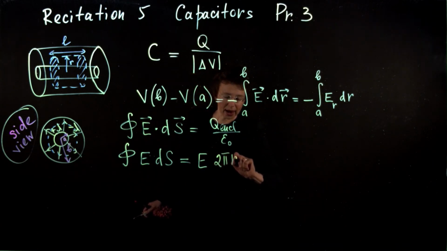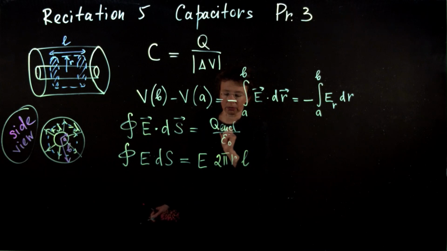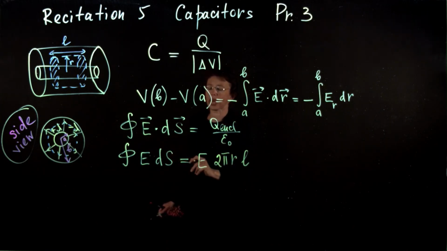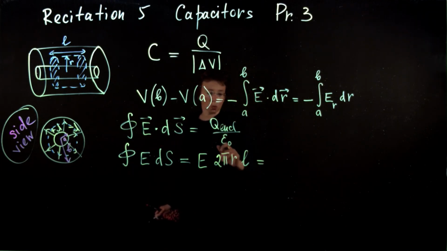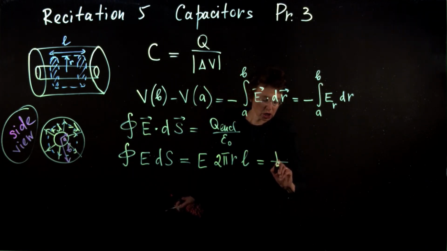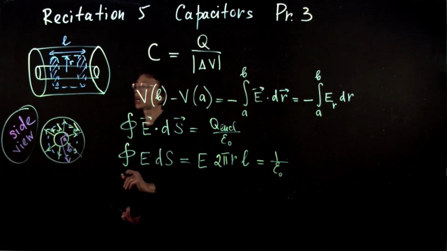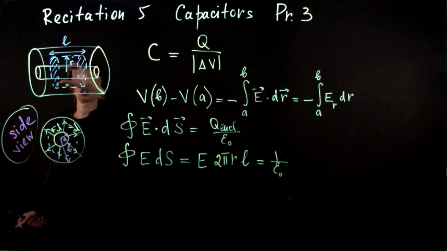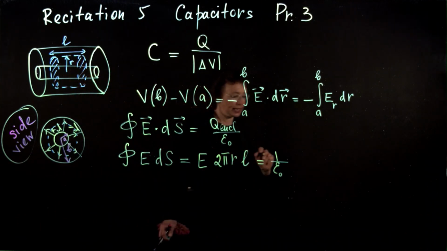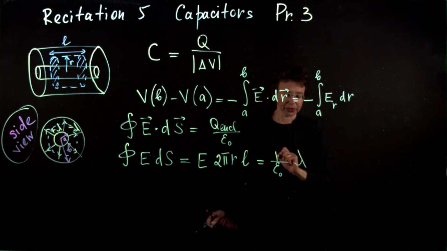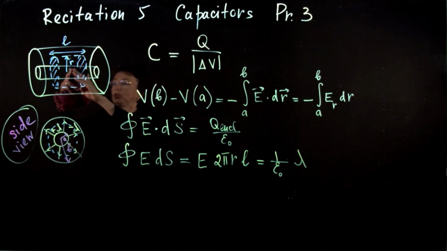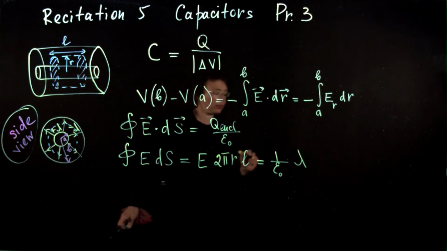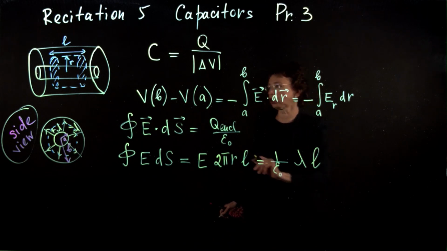And this is the left-hand side of Gauss's law. What is the right-hand side of Gauss's law? 1 over epsilon naught, charge enclosed. Where is the charge? The charge is on the surface. Charge per unit length is given. It is lambda. And the length is L. So the charge enclosed by this Gaussian surface is lambda times L.